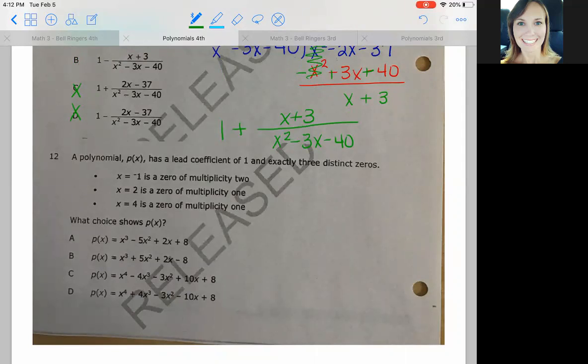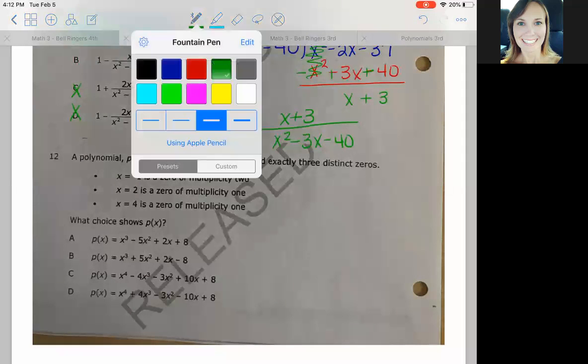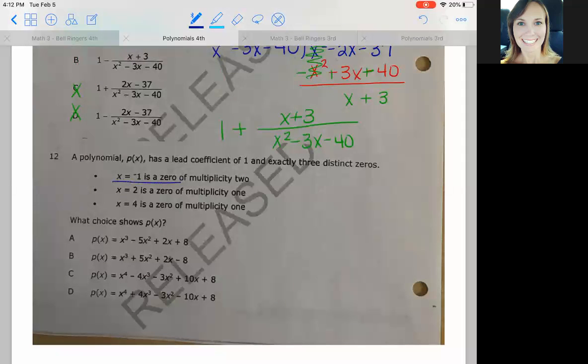So if you actually read, it says x equals -1 is a 0 of multiplicity 2. So this information right here, the multiplicity part, is very important. So I know that I have x plus 1 twice. That's the only one up here that says 2. x equals 2, multiplicity 1, x equals 4, multiplicity 1.